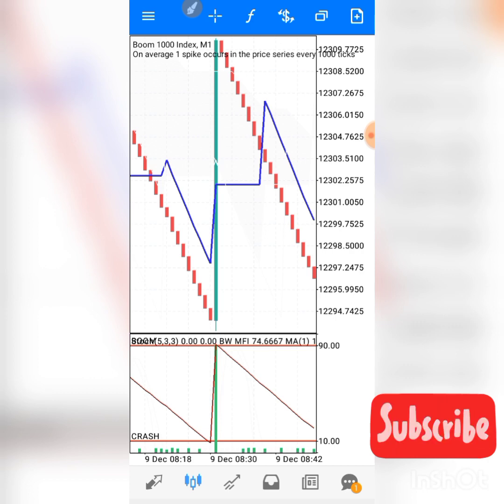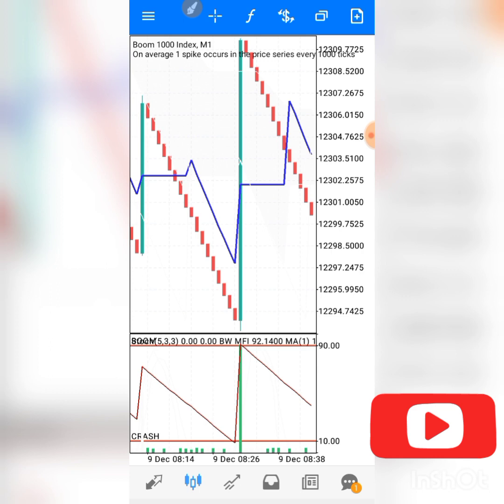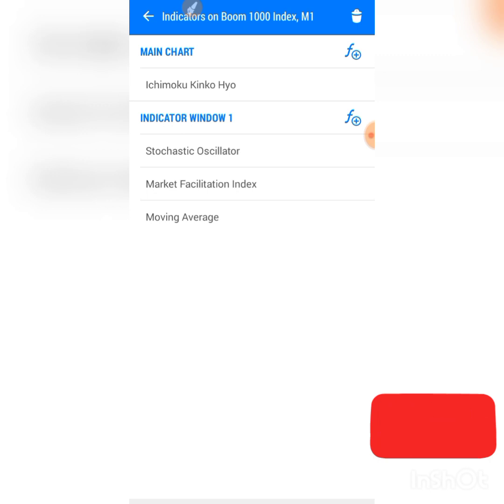So let's go straight into today's video. I don't want it to be long so that everybody can go through to the end. I'm adding 3 indicators to form this strategy for window 1. Then I have an indicator in the main chart. I'll show you the use of all these indicators. So let's go into it.